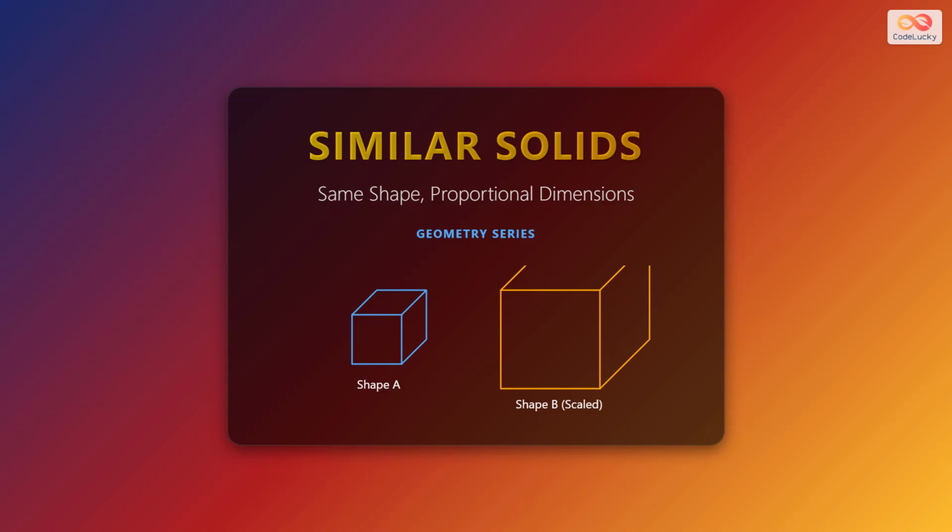Today, we are exploring the fascinating world of similar solids. You might already know about similar triangles in 2D, but how does that concept translate to three-dimensional objects? We will discover how shapes can preserve their form while changing their size, and more importantly, how their dimensions, areas, and volumes relate to one another mathematically.